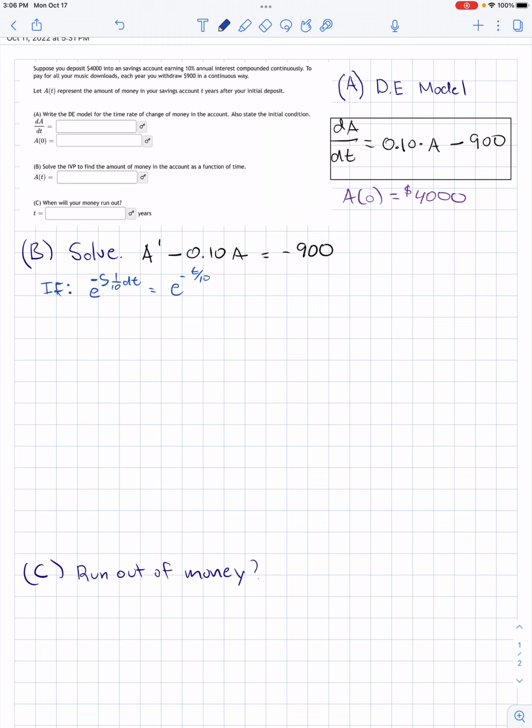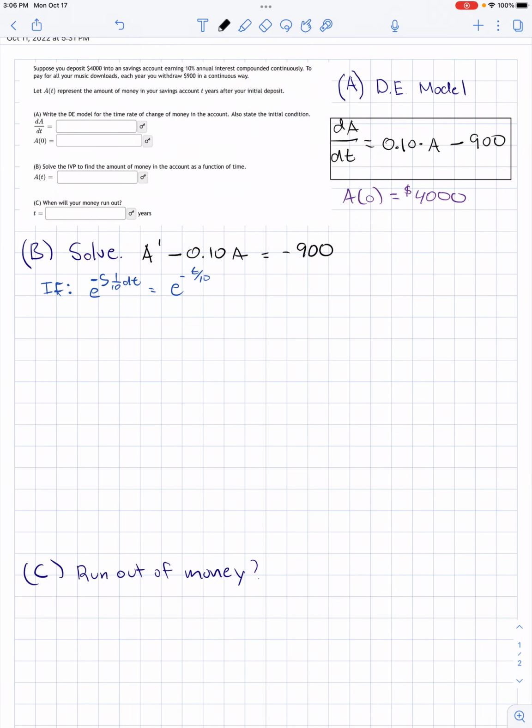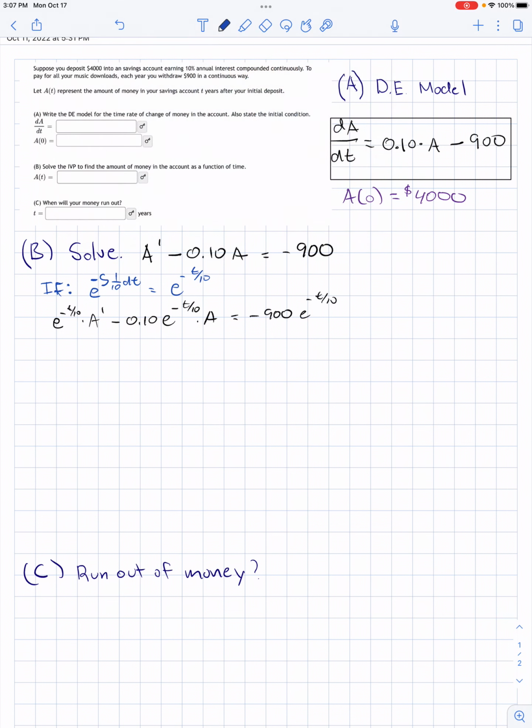So what we do, if you remember solving with an integrating factor, we multiply that to the whole differential equation. So e to the negative t over 10 times A prime minus 0.10 e to the negative t over 10 times A, which is equal to negative 900 e to the negative t over 10. And then what's nice about that is that we can rewrite this as the product rule.